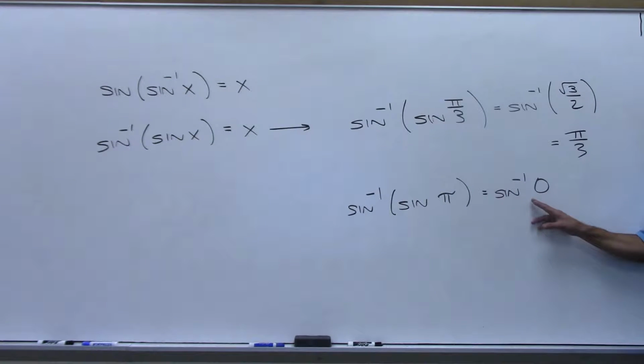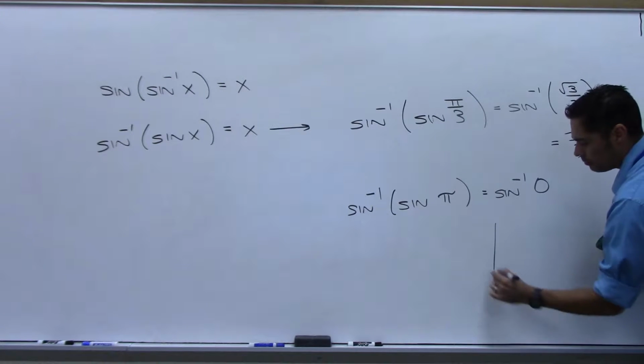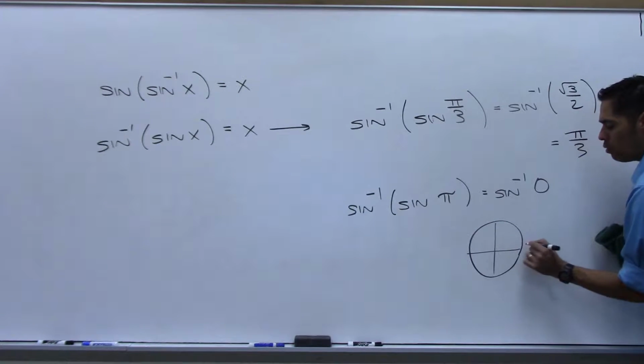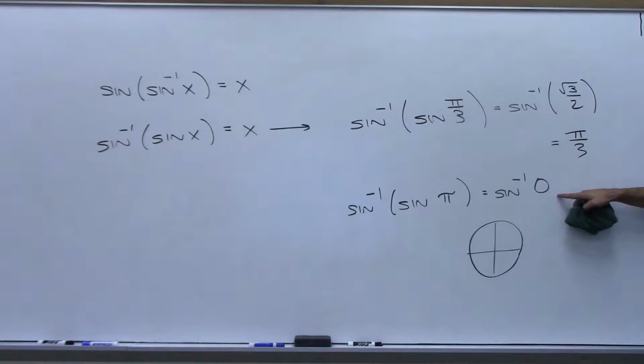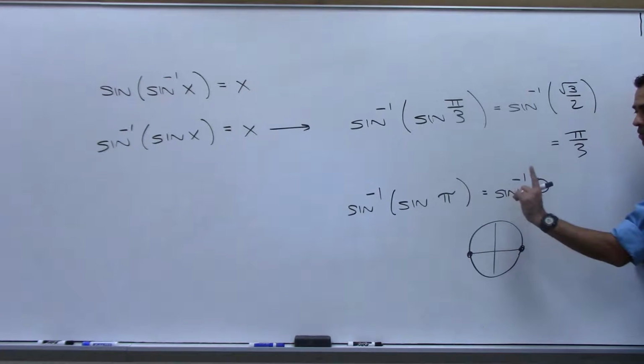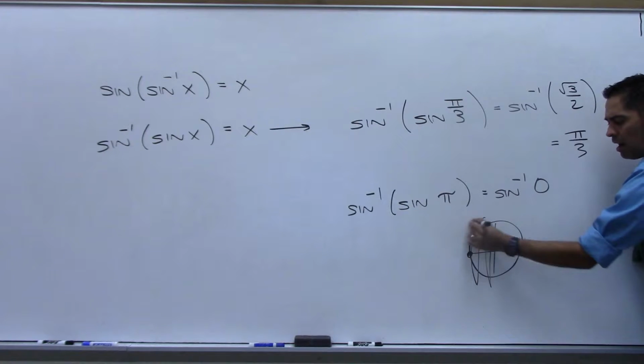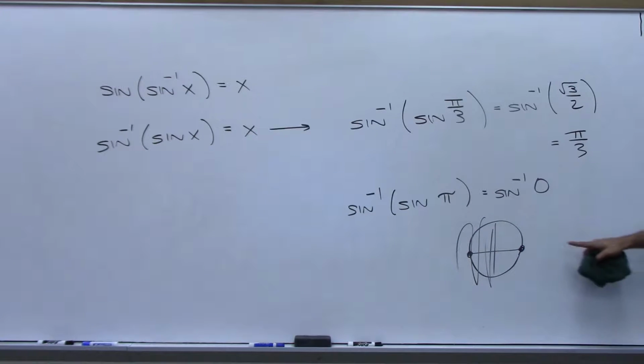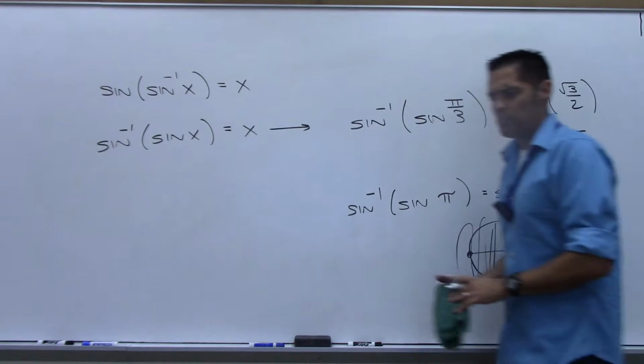And so now, where on the unit circle is your y coordinate 0, right? That happens here and here. But wait a minute, we're looking at an inverse. We have to cut these off. So your answer has to be 0, doesn't it? The angle 0. So this is 0, not pi. Just be careful with the cancellation property.